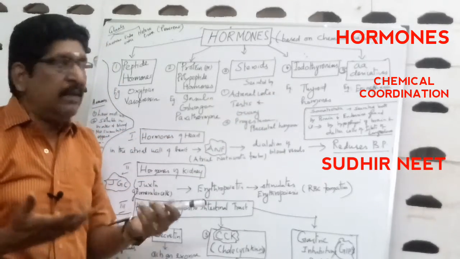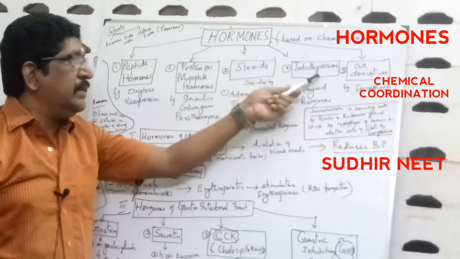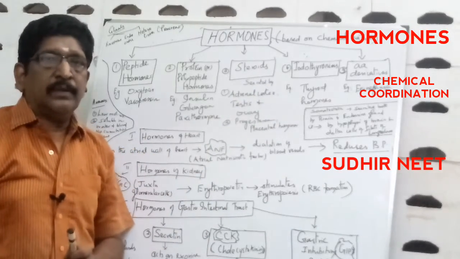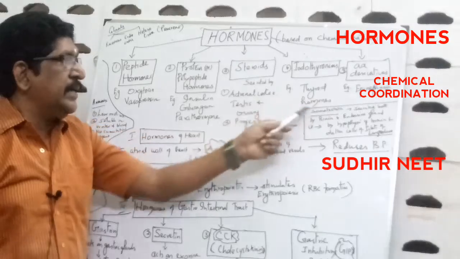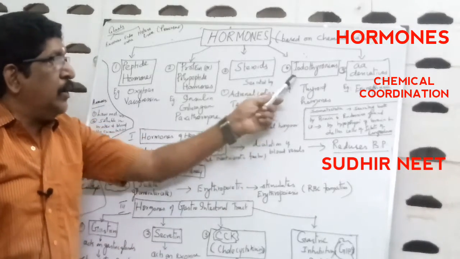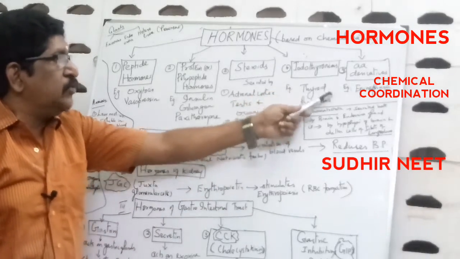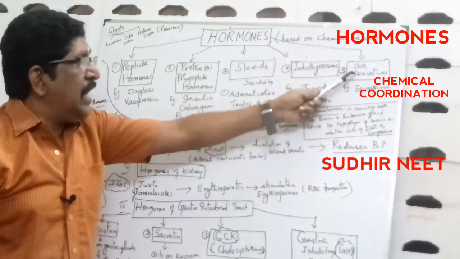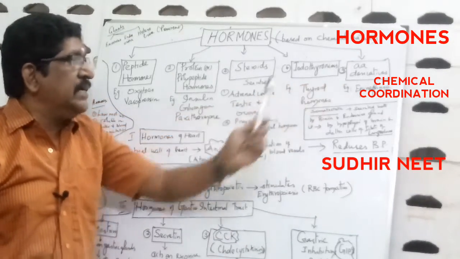Iodothyronins. As the name indicates, iodine and thyroxine. They are the thyroid hormones. Thyroxine contains iodine. So iodothyronins, example, thyroid hormones. And the last one, amino acid derivatives.